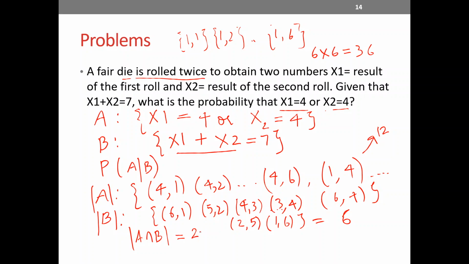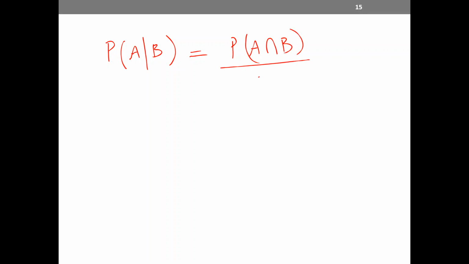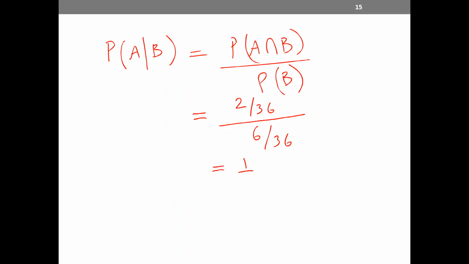Now I can plug all of this into the equation. I'm interested in finding the probability of A given B. And that should be the probability of A and B divided by the probability of B, as per the formula of conditional probability. And this is going to be 2 over 36, because we figured that there are 36 total possible cases, and this is going to be 6 over 36, because that's what we figured, and this is 1 over 3.